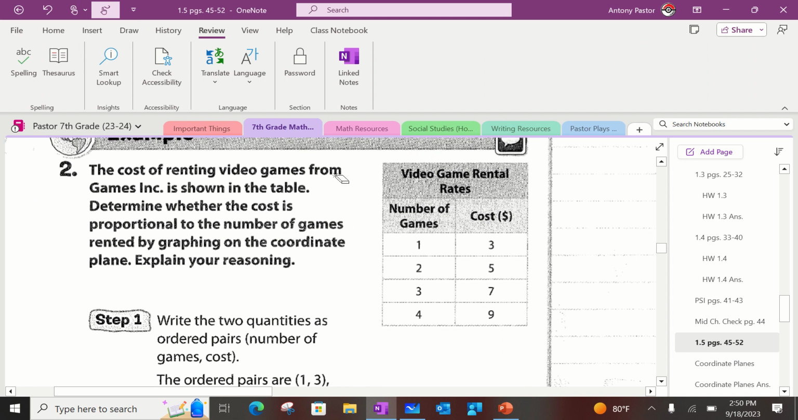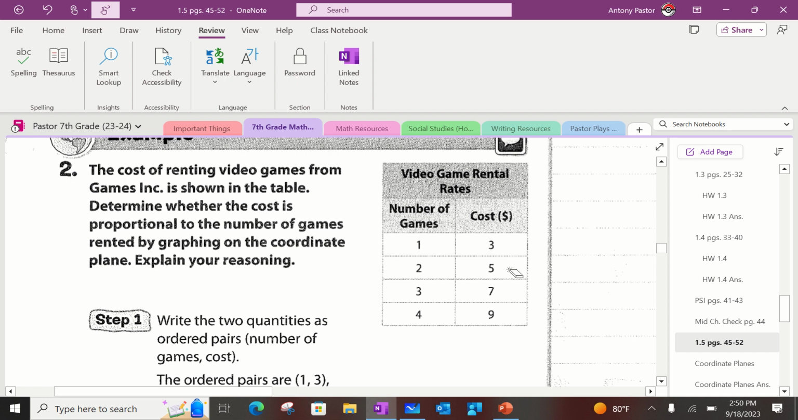The cost of renting video games from Games Inc. is shown in the table. Inc. stands for Incorporated. Determine whether the cost is proportional to the number of games rented by graphing on the coordinate plane. Explain your reasoning. So, we're going to start off with one game costs $3.